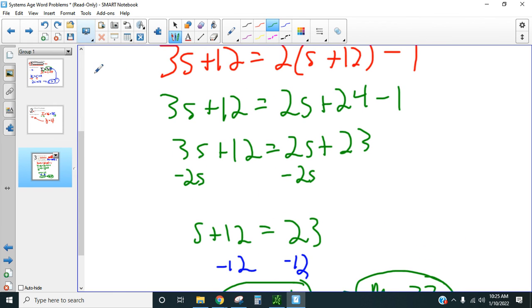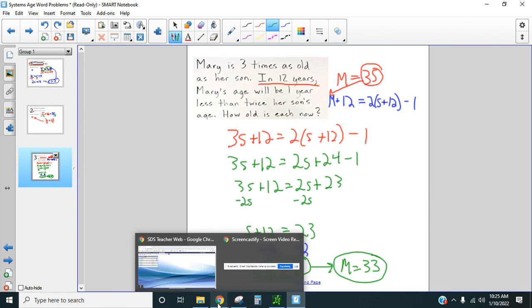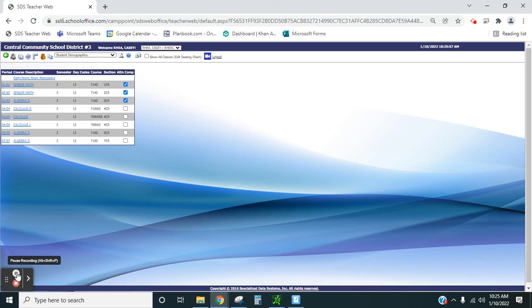And there you go. Right? It said find the age of both. All right, I'm going to sign this, and we'll work on it for a little bit, and we'll see what happens from there. All right.